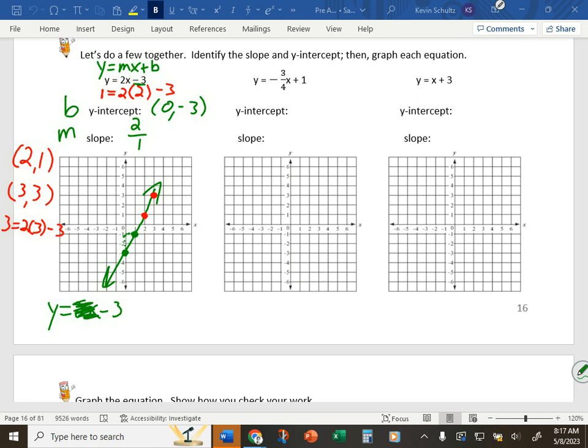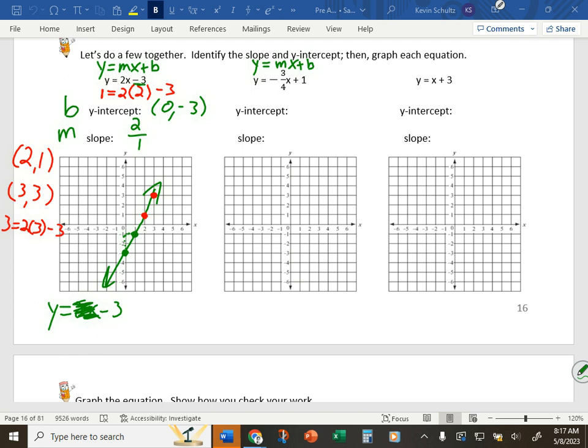Let's look at the next one. y equals negative 3/4 x plus 1. Again, recognize that we are in slope-intercept form. y equals mx plus b. We are going to begin with our y-intercept, which is what?